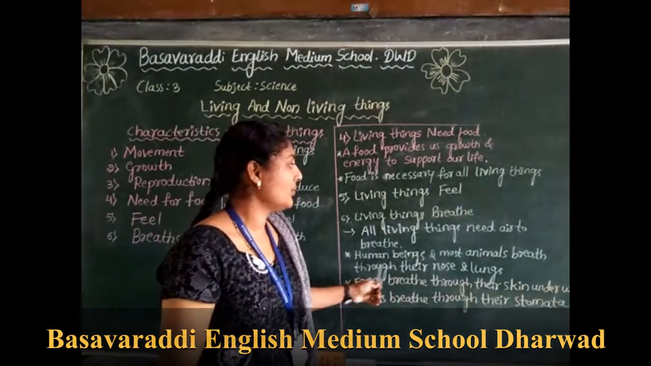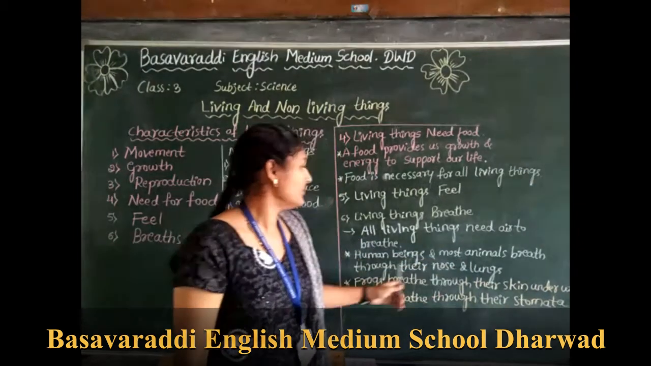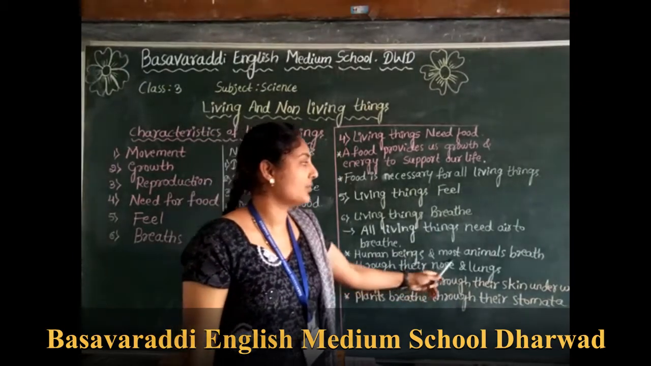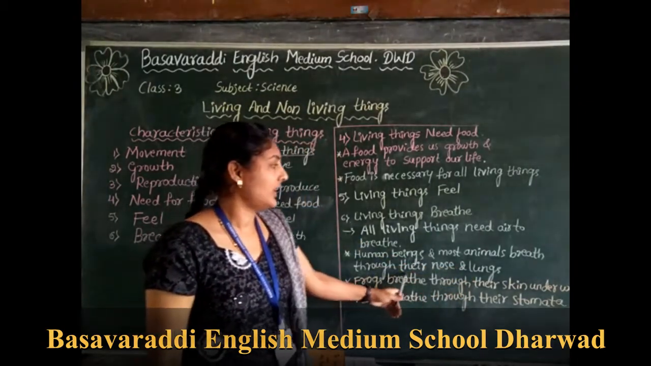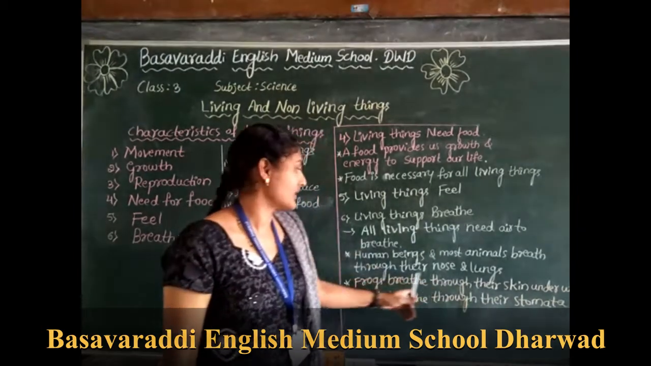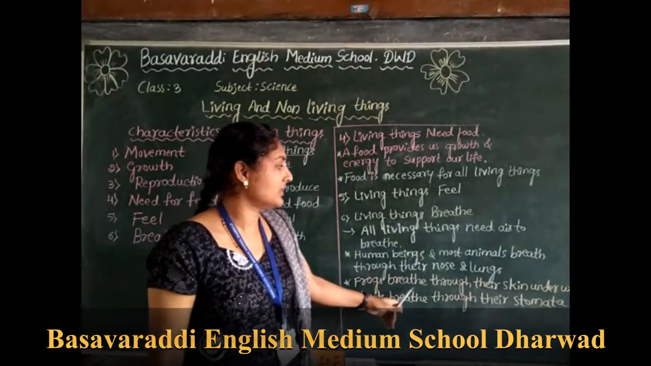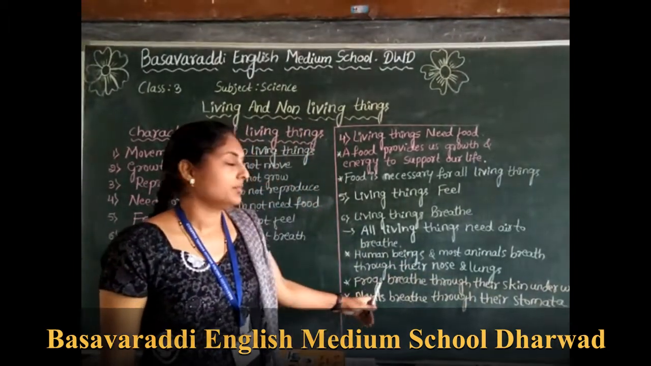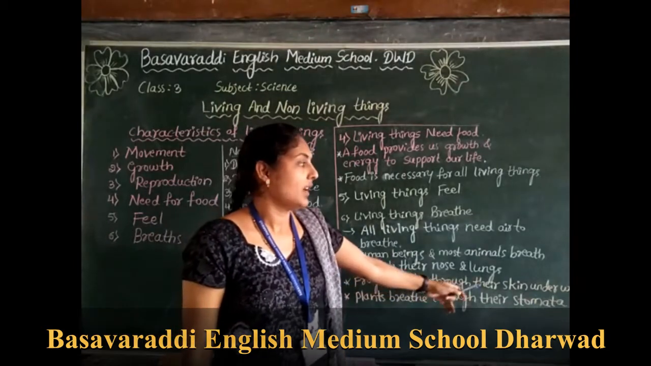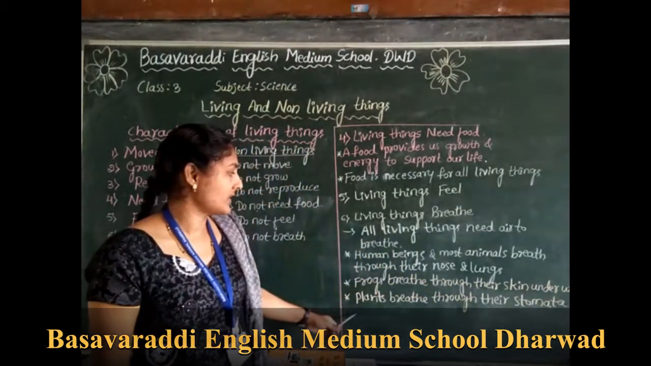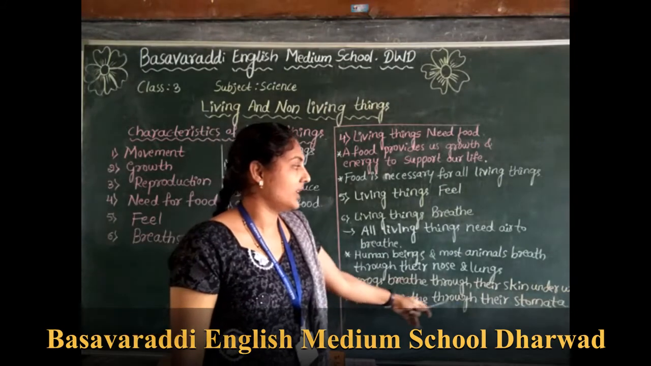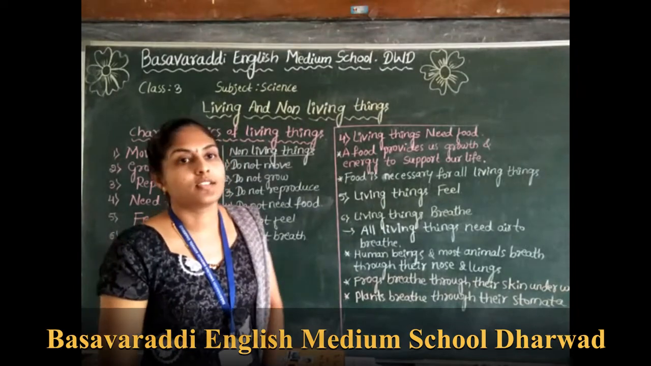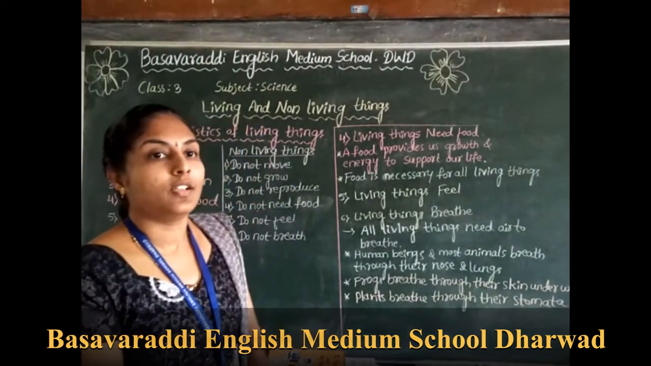For example, human beings and most animals breathe through their nose and lungs. The second example, frogs breathe through their skin under water. The third example, plants breathe through their stomata. These are the characteristics of living things.